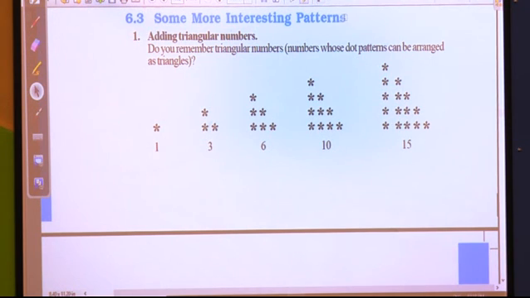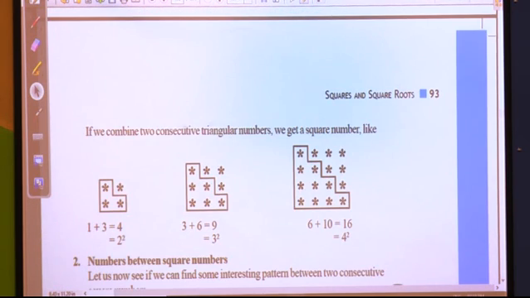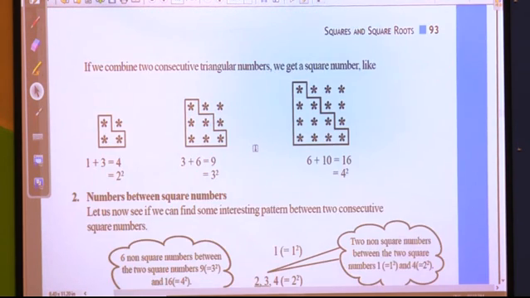Some more interesting patterns. Adding triangular numbers. Do you remember triangular numbers? Numbers whose dot patterns can be arranged as triangles: 1, 3, 6, 10, 15. You can see the number of dots here. If we combine two triangular numbers, we get a square number. Like 1 plus 3 is 4, it is 2 square. 3 plus 6 is 9, it is 3 square. 6 plus 10 is 16, it is 4 square.